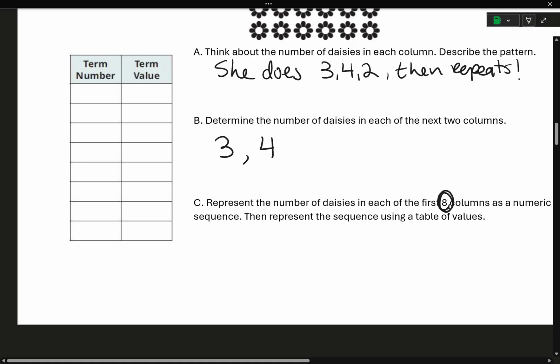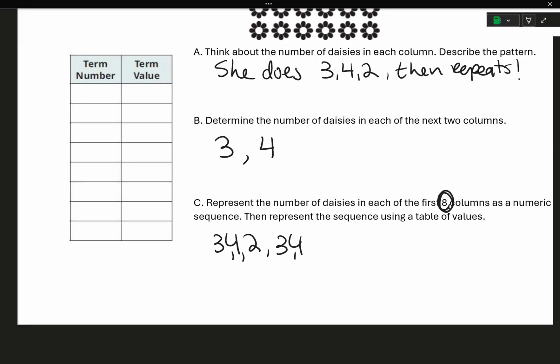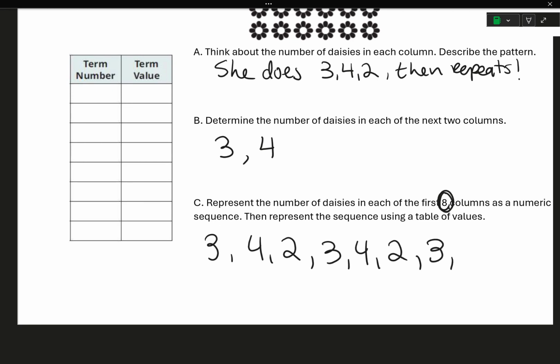Okay, let's do the pattern. 3, 4, 2, 3, 4, 2. Oh, I don't like that. I'm going to rewrite that. That was ugly. You saw that. 3, 4, 2. That's the first 3. 3, 4, 2. That's 6. And then 3, 4. That's 8.